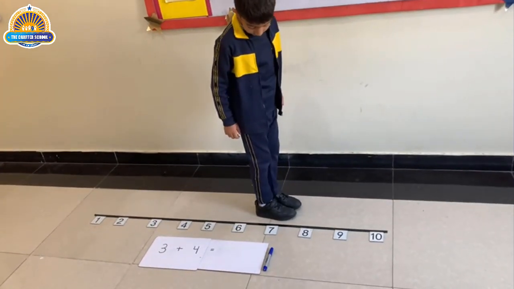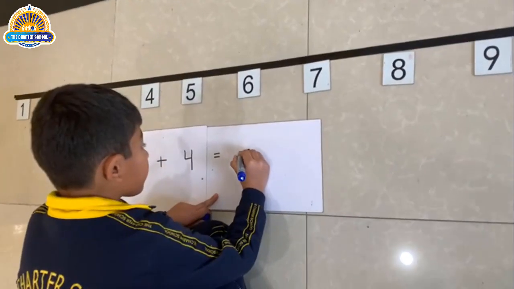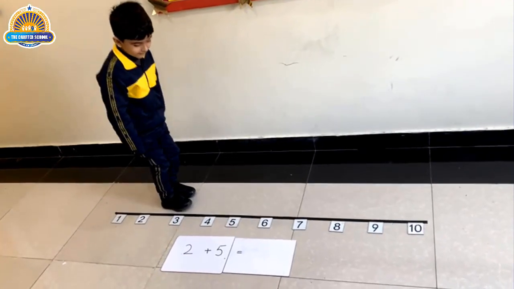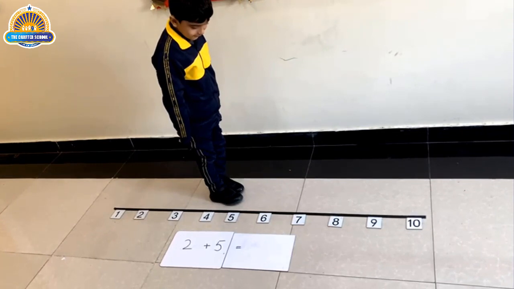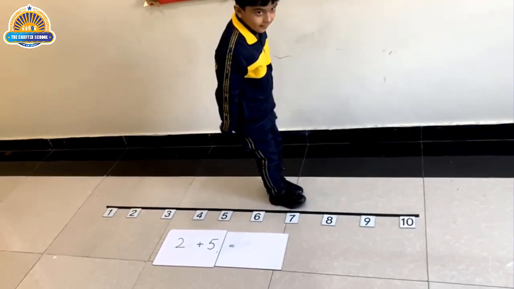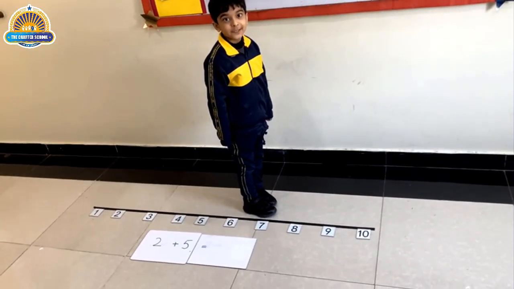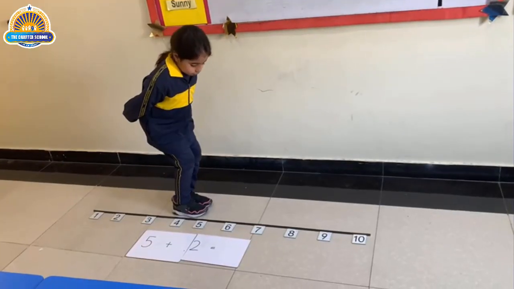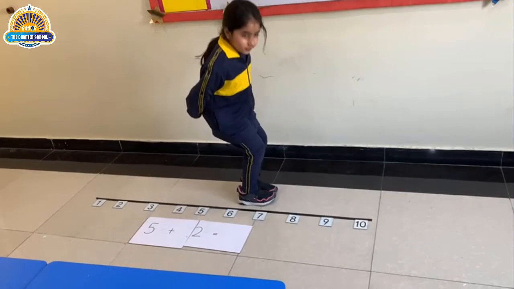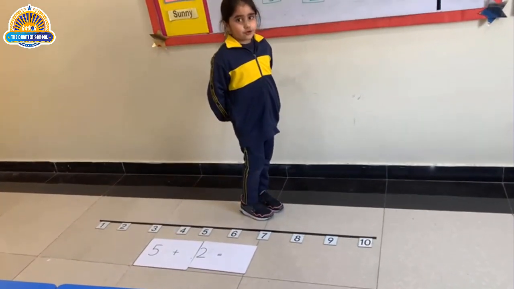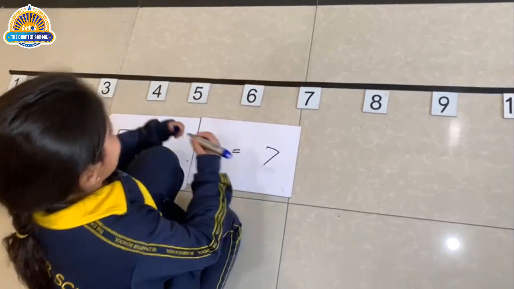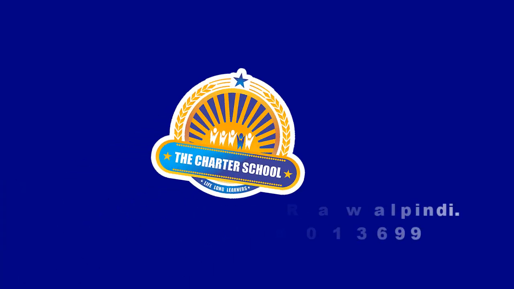1, 2, 3, 4. What's the answer? So 3 plus 4 is 1, 2, 3, 4, 5. Diane, what is the answer? 2 plus 5 is 1, 2. What's the answer? 5 plus 2 is? Good job.